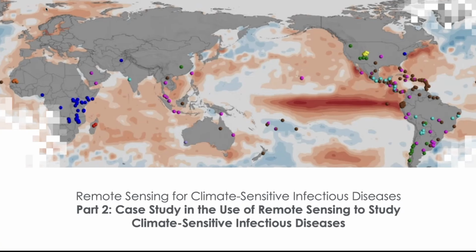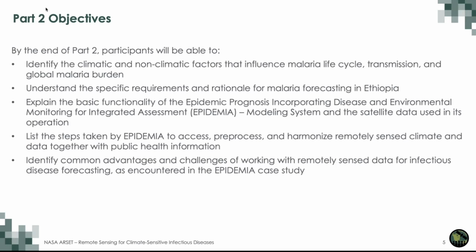And now for part 2. So for this part 2 training, we have quite a number of objectives that we would like to achieve. By the end of part 2, we want to be able to, one, identify the climatic and non-climatic factors that influence malaria life cycle, transmission, and the malaria global burden.